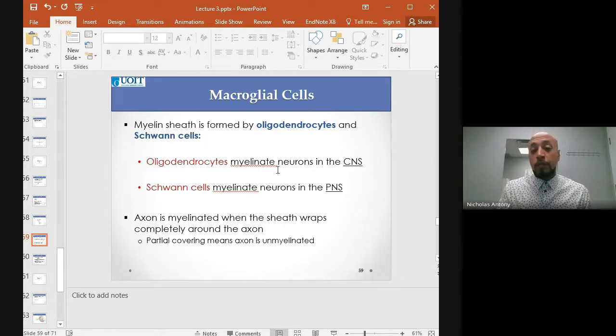Oligodendrocytes produce myelin for the neurons in the central nervous system. So that's with everything encased in bone. The Schwann cells are utilized to myelinate the neurons in the peripheral nervous system. So we have astrocytes and then the oligodendrocytes and Schwann cells that produce myelin. And those are the three classes of macroglial cells. They look a little bit different, so that's why they're named two different things.